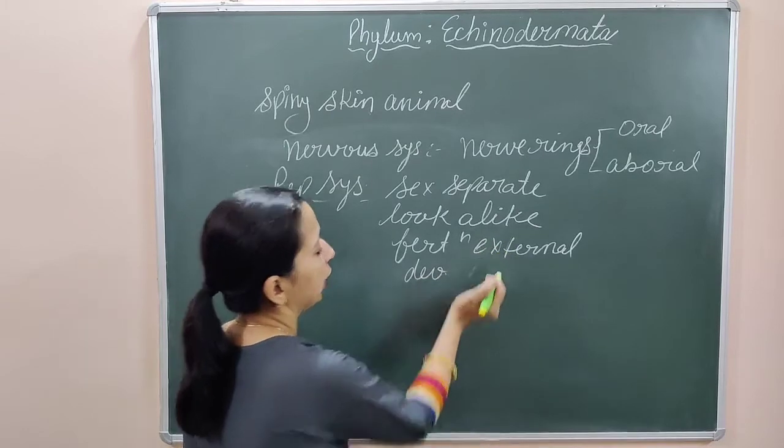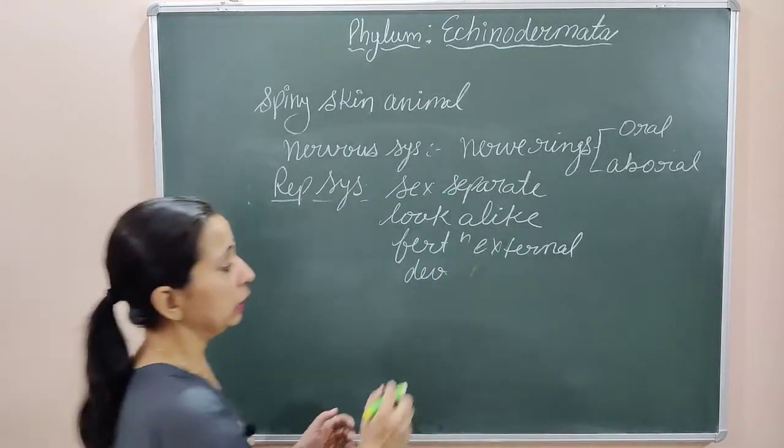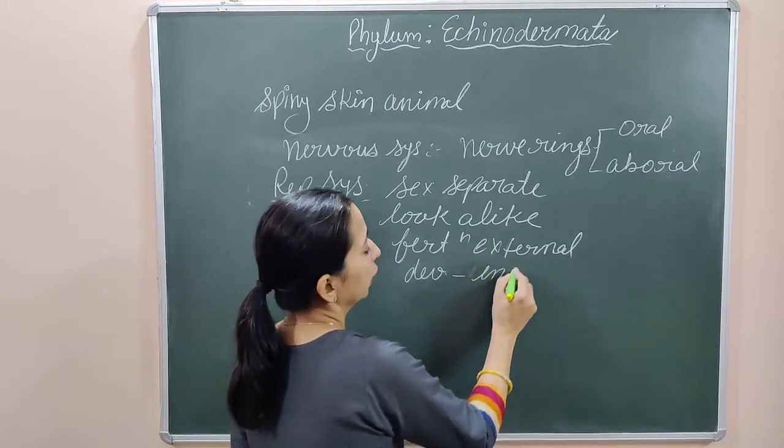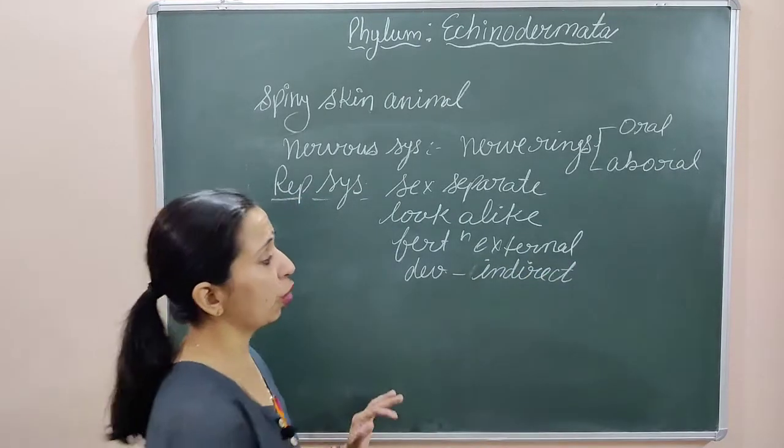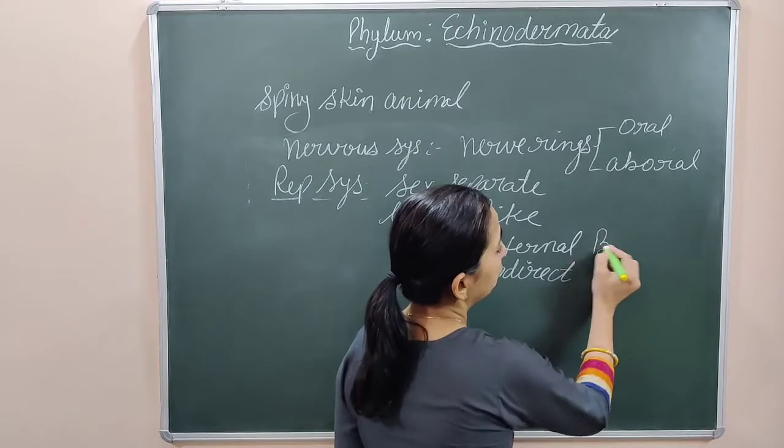Indirect development means they have larvae, and in echinoderms we can find different types of larvae, and the most important larva of the echinoderms is the bipinnaria larva.